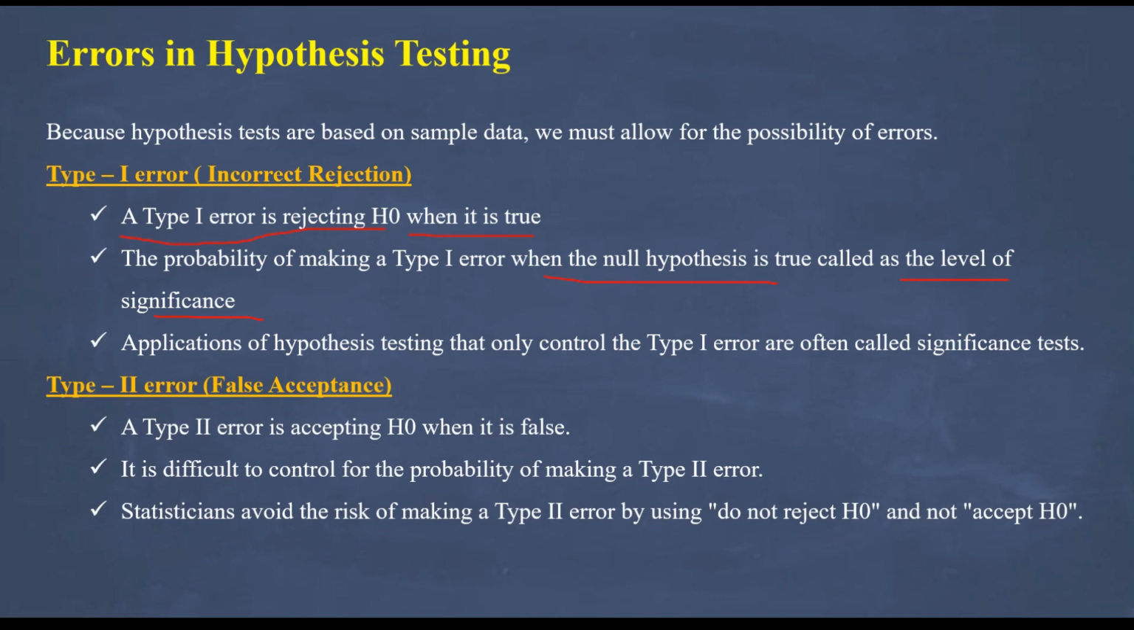The second type of error is type 2 error. That is the opposite, false acceptance. It means a type 2 error is accepting H0 when it is false. It is difficult to control the probability of making a type 2 error. Statisticians avoid the risk of making a type 2 error by using the term do not reject H0 instead of saying accept H0.